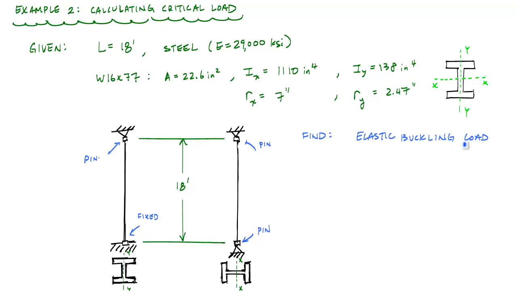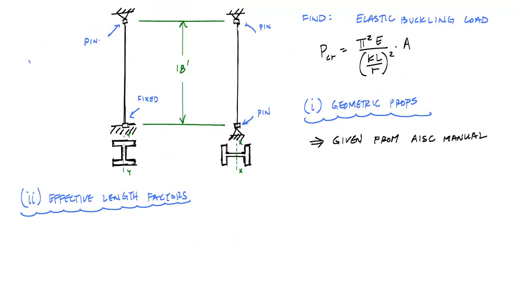Well, the thing that we want to do in this problem is calculate the elastic buckling load using the Euler critical load equation, which looks like this. And I've written the equation out in terms of the slenderness ratio KL over r. Now the first thing I normally like to do is calculate geometric properties, but it's all been done for us and it's tabulated and available out there. Now the next thing I want to do is determine the effective length factors, and that means having an understanding of the boundary conditions and the buckled shape.